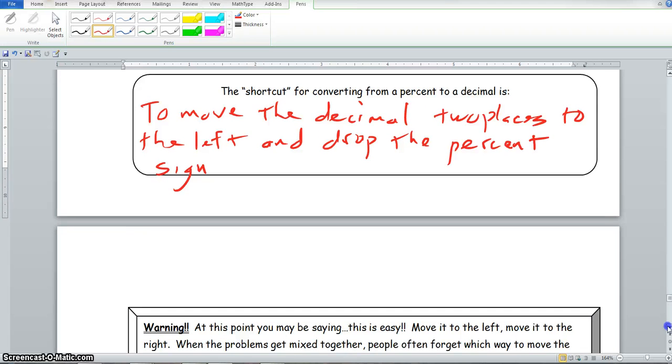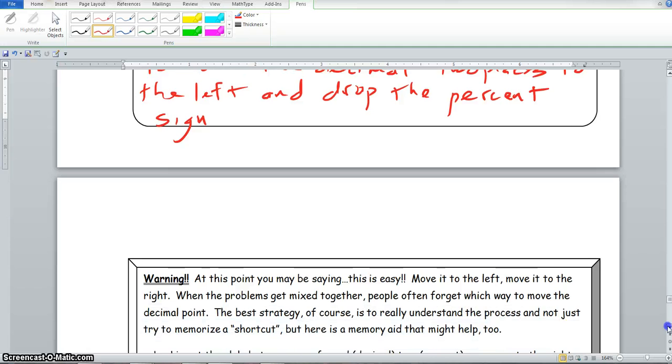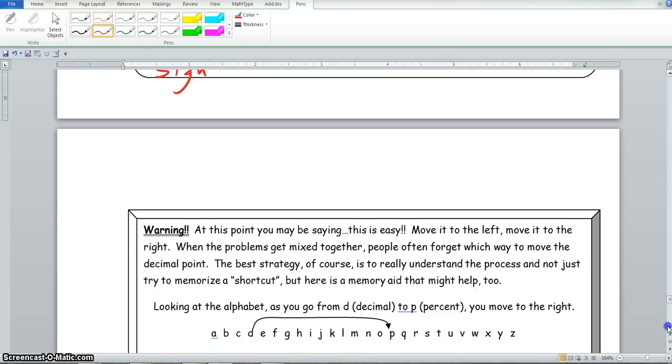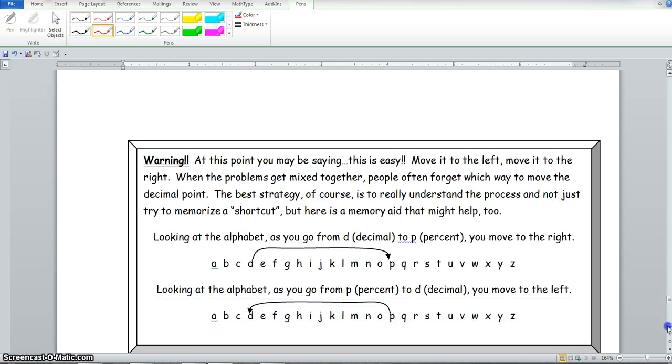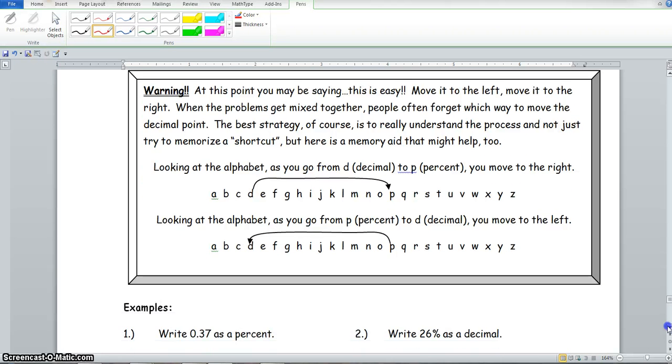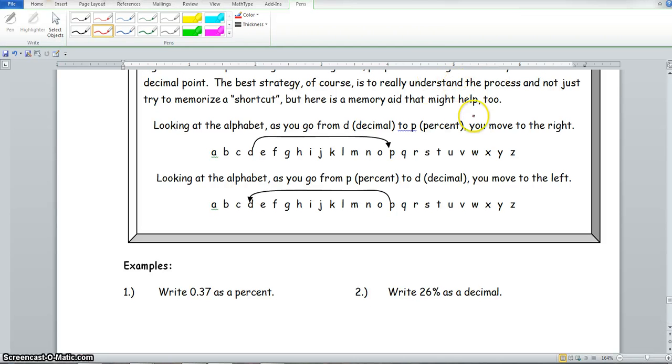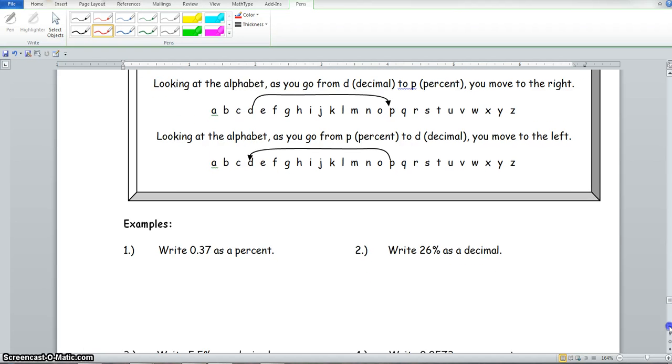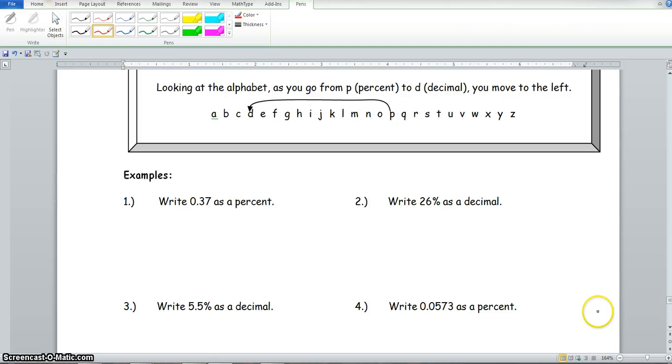Now, we have a warning here. At this point, you may be saying this is easy. Move it to the left, move it to the right. When the problems get mixed together, people often forget which way to move the decimal point. The best strategy, of course, is to really understand the process, not just try to memorize a shortcut. But here's a memory aid that might help you. Looking at the alphabet, as you go from D to P, decimal to percent, you move to the right. Looking at the alphabet, as you go from P to D, you move to the left. So if you're going from decimal to percent, you'll move to the right. Percent to decimal, you'll move to the left.